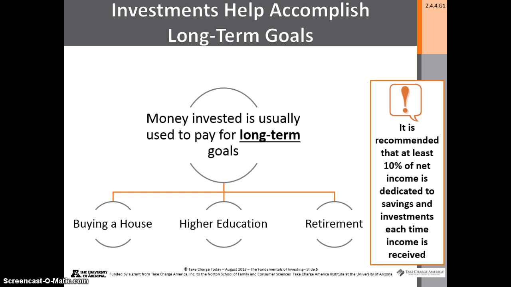It is recommended that at least 10% of your net income is dedicated to savings and investments each time income is received. So each time you get paid, that is the recommended number, your 10%.